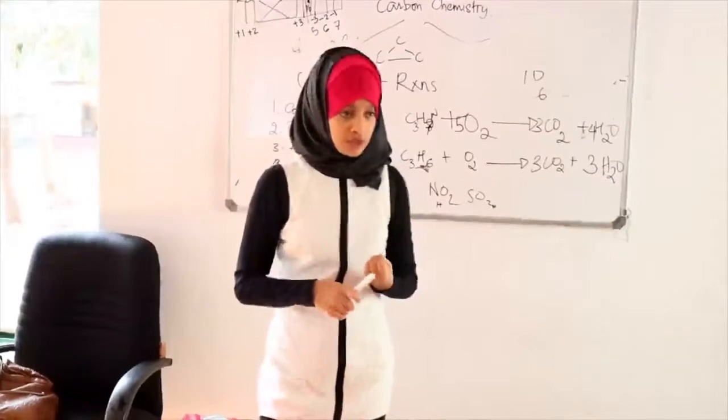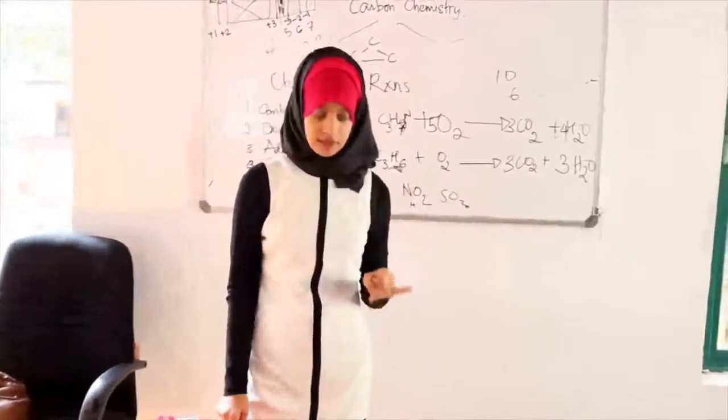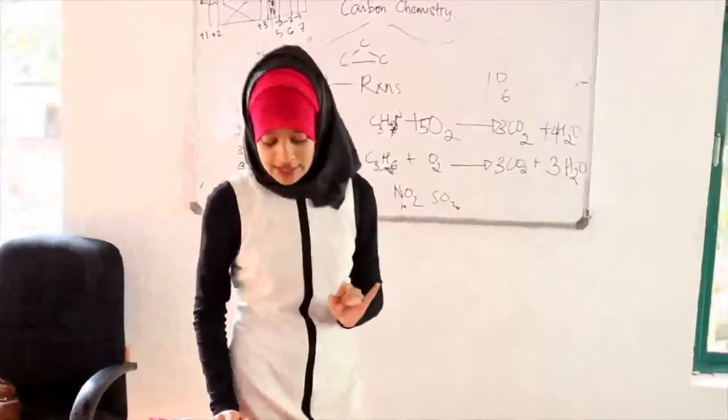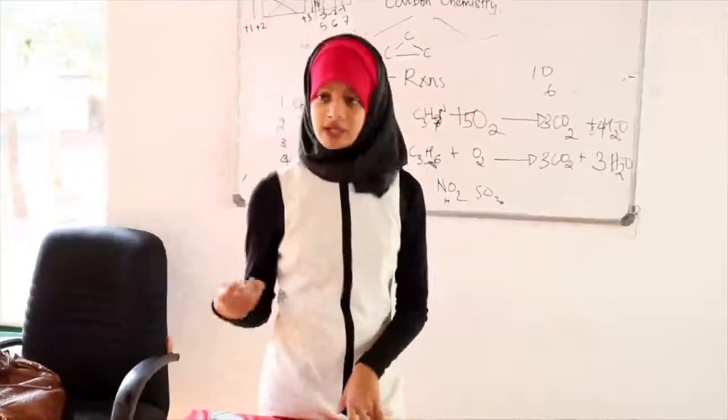And what are the examples that you need to know? Potassium permanganate. What type of potassium permanganate? Alkaline potassium permanganate or acidified potassium dichromate, right? And you also need to heat it for the reaction to happen.